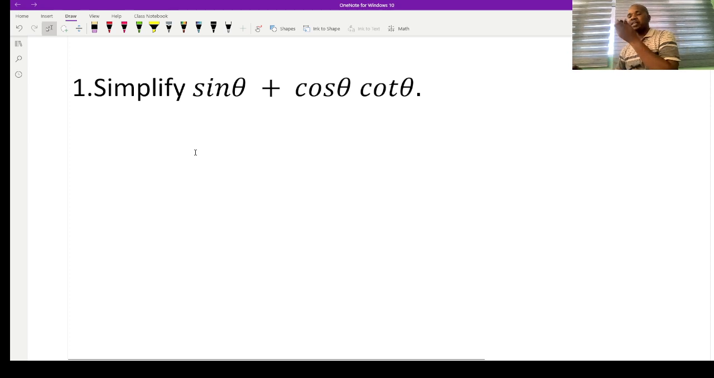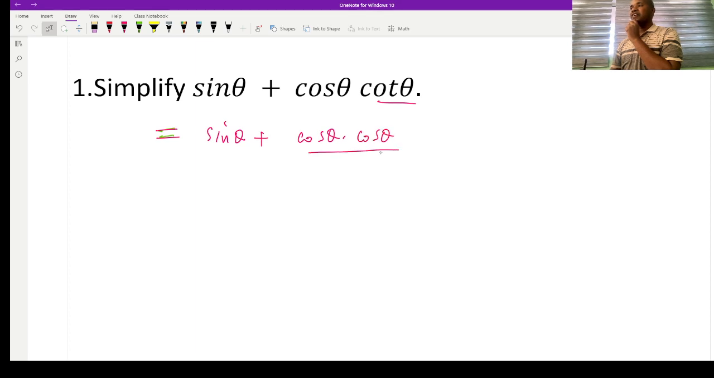So the first question in our discussion is simplify sine theta plus cos theta cot theta. So this solution, this is basically equal to sine theta plus cosine theta times, mind you, cot theta is cosine theta again divided by sine theta.